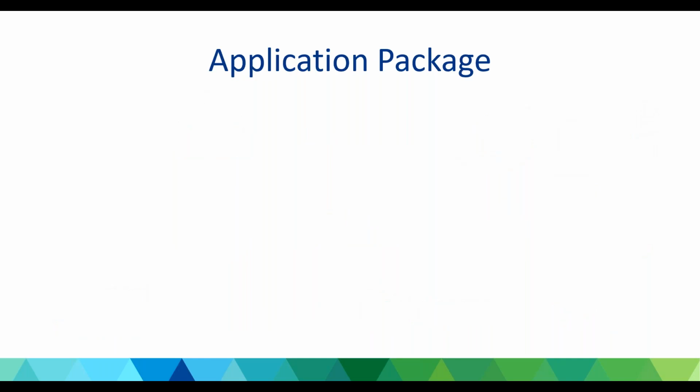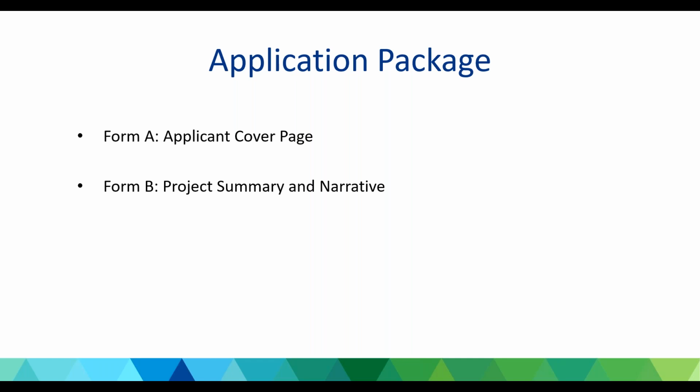Okay, so next we'll quickly discuss each form that is required to be completed and submitted with your application in more depth. Form A is your applicant cover page. This just includes pertinent contact information for the applicant and provides a snapshot of the project information. Form B is the project summary and narrative document. And this is where we're really going to get into the nuts and bolts of your program and providing a nice description of the sustainability and impact that it will have.